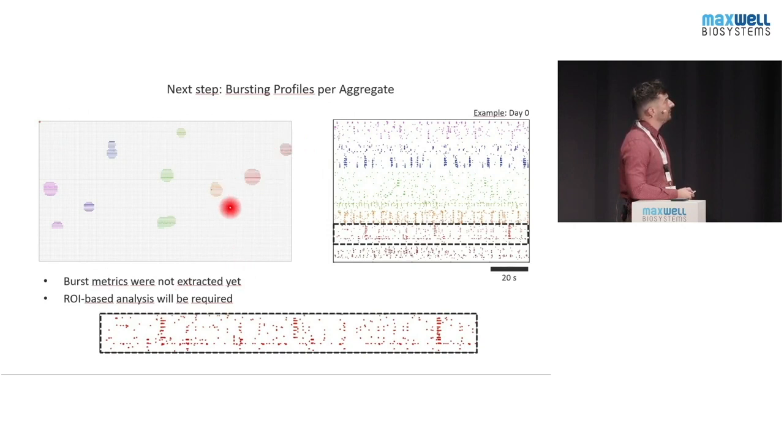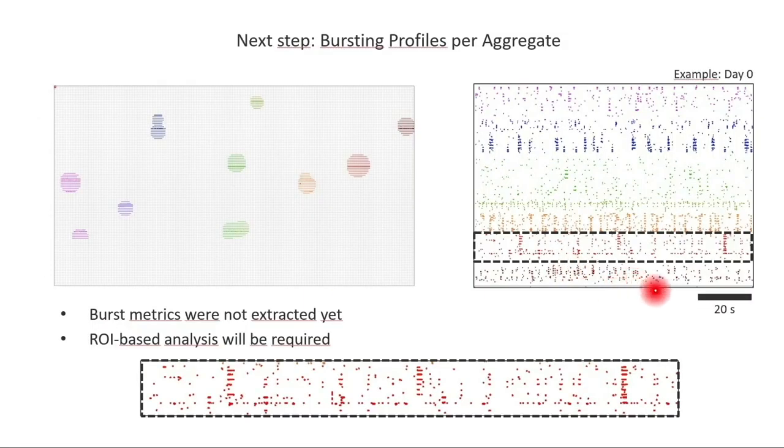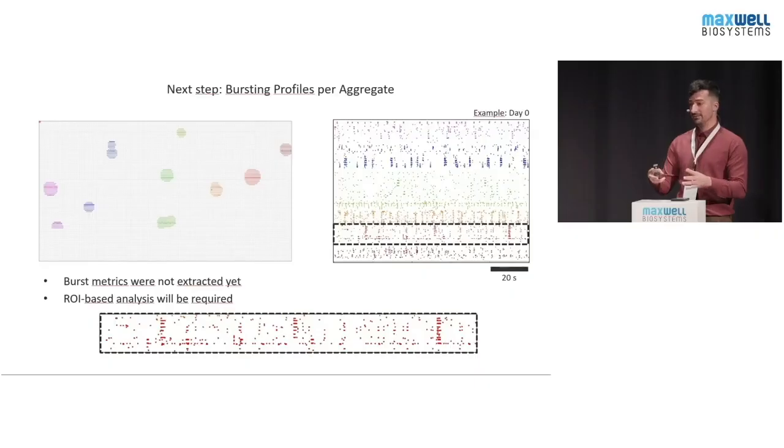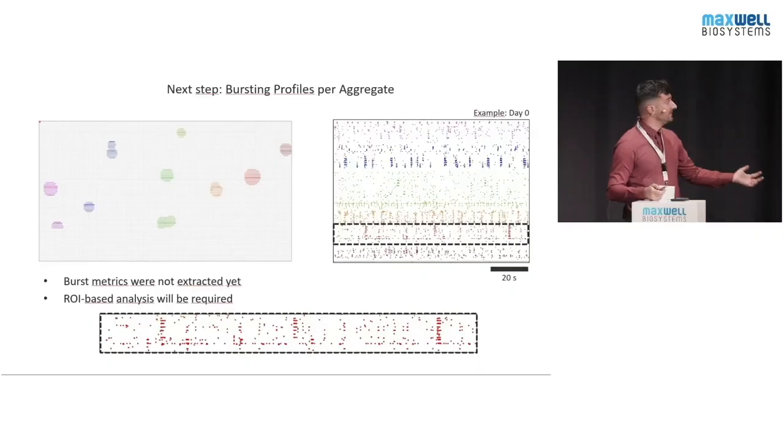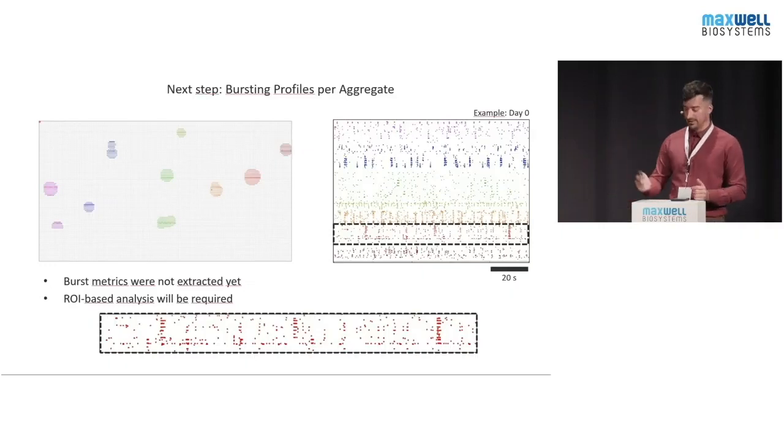So for example, here, if you see in red, the idea would be to extract the data from this specific area. And this is because we are also interested in other things like bursting, which is really hard to do when you have different tissue in the same well. So hopefully this will be done soon, and we can start doing the comparison between the data already from EPA.